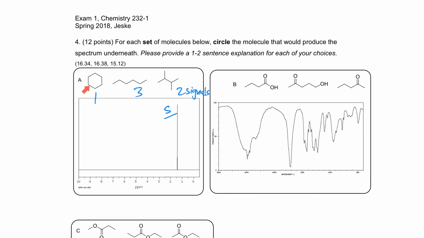It is not aromatic. There are not pi bonds in this ring. This is cyclohexane. It has 6 equivalent CH2s by symmetry. So you would circle that. And if you wanted to just tell me that this hexane would have 3 signals and this slightly more symmetrical molecule would have 2 signals, that's really all I needed for that one. Moving on to part B.